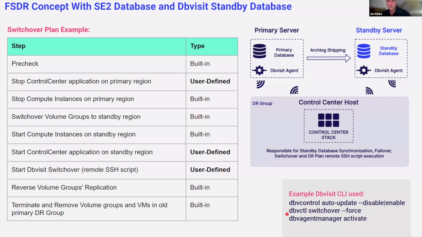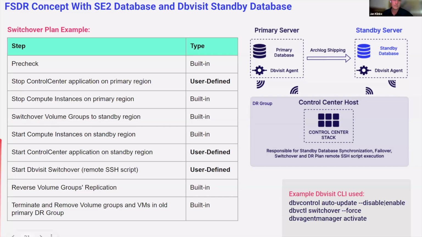And as an example, I put the exact command you need to run right here. You can see it's really simple one-liner. And the way you use this command is that you will need to create a user-defined step inside failover and switchover plans. And this user-defined step will then ensure that Dbvisit will perform failover or switchover between primary and standby database based on which plan you're actually building.